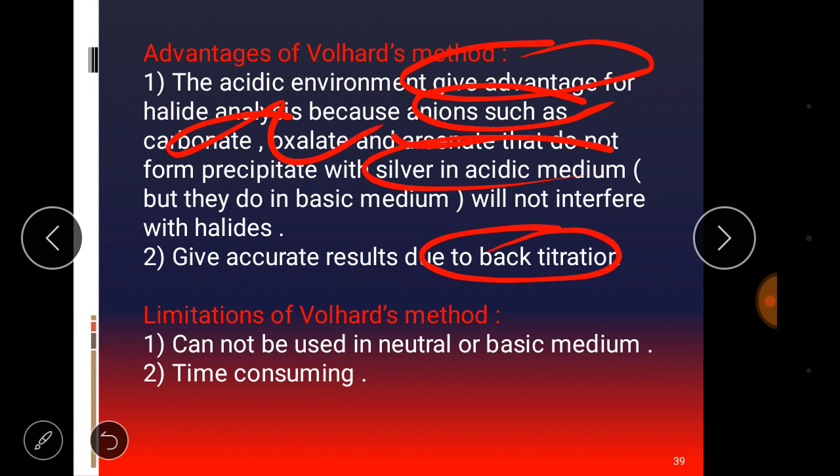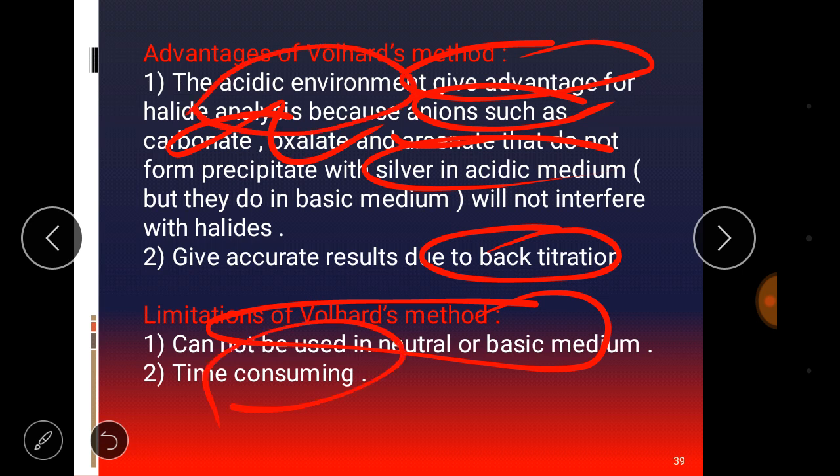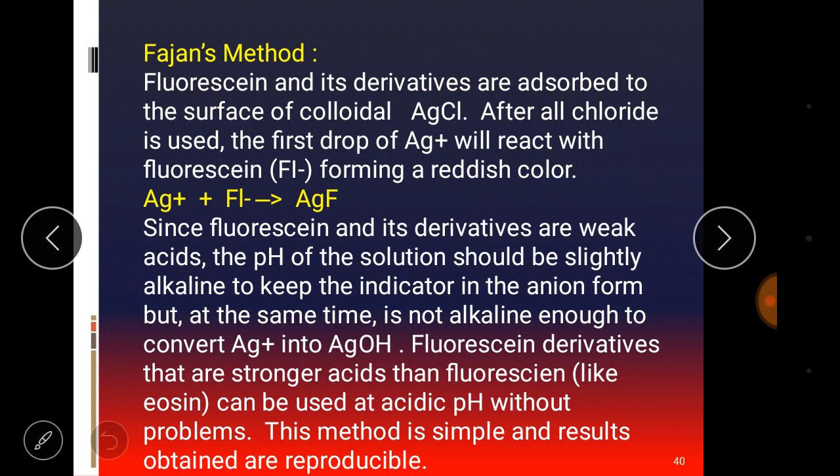Limitations of the Volhard method: it cannot be used in neutral or basic medium. It should be used only in acidic environment, and it takes time, so it is simply a time consuming process. And the next one is Fajan's method.